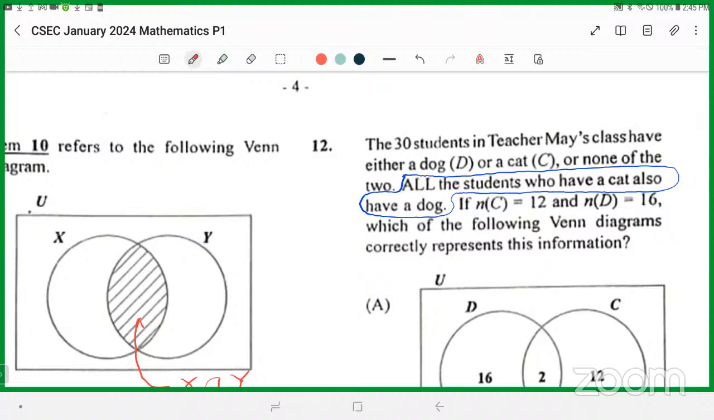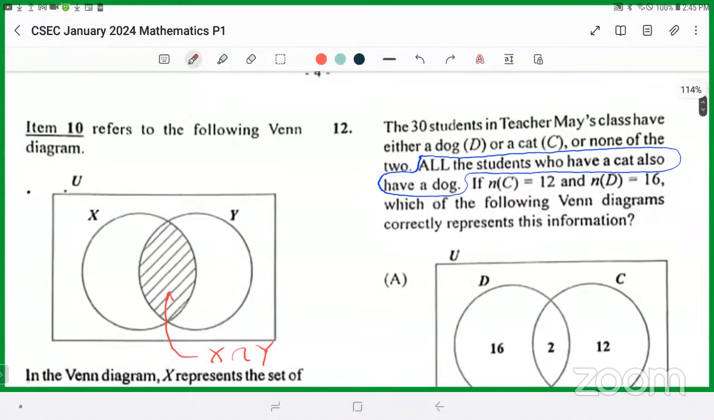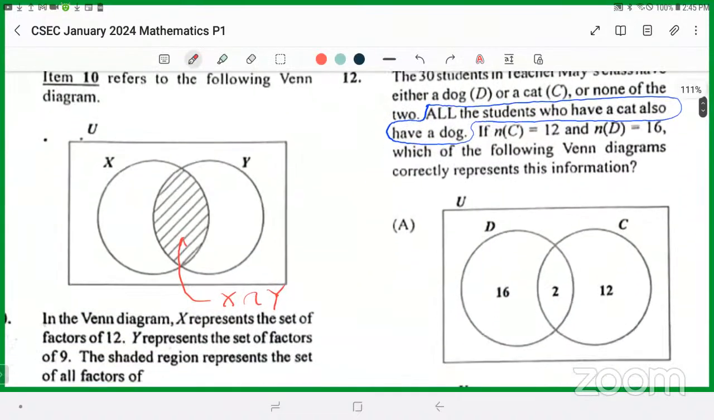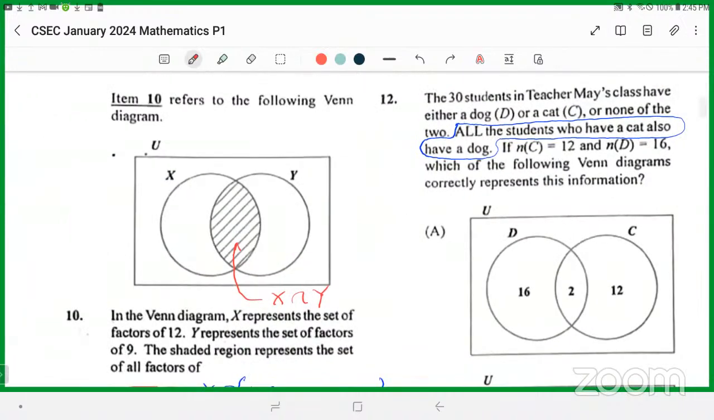It also says the number of values in C for cat is 12, the number in D is 16, and which of the following Venn diagrams is correct? We can use a process of elimination. Let me go down and show you how we could eliminate. The total in C right now is 14. So this already makes it wrong, because they said the total must be 12. So this is already incorrect. And I also said the total in dog is 16, but this has 18 in it. So this is just totally wrong.